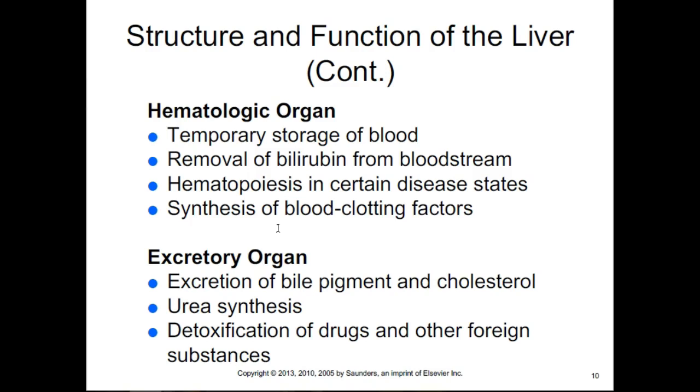And as an excretory organ, it is going to involve the removal of bile from our system. So it makes bile pigments and cholesterol, and it helps promote the excretion of these things, right? And urea. So it also makes urea, and then we detoxify drugs and other foreign substances in the liver, and so then we can remove a lot of these through the bile or urea and the other urinary or fecal routes.